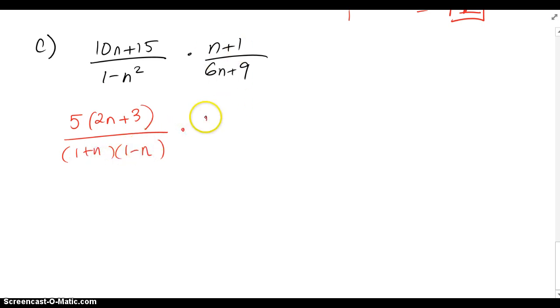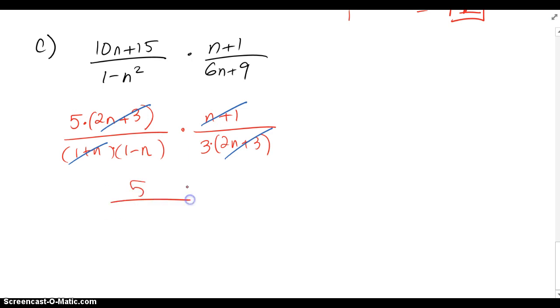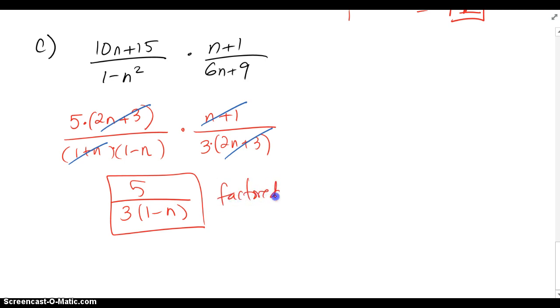And over here I have n plus 1, which I can't really do anything about. And then I have a GCF here of 3, it looks like. That's going to leave me with 2n plus 3. Now I've got everything multiplied, and I should be able to cancel out common factors. So this guy and this guy go away. These guys have different orders, but it's an addition, so it doesn't matter. And the only things that I have left are 5 upstairs, and downstairs I have a 3 and a 1 minus n, and this is the factored form, which is usually what they ask for.